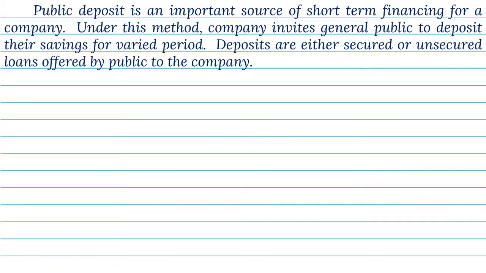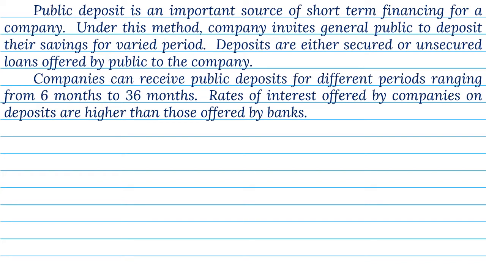Public deposit is an important source of short-term financing for a company. Under this method, company invites general public to deposit their savings for varied period. Deposits are either secured or unsecured loans offered by public to the company. Companies can receive public deposits for different periods, ranging from 6 months to 36 months.